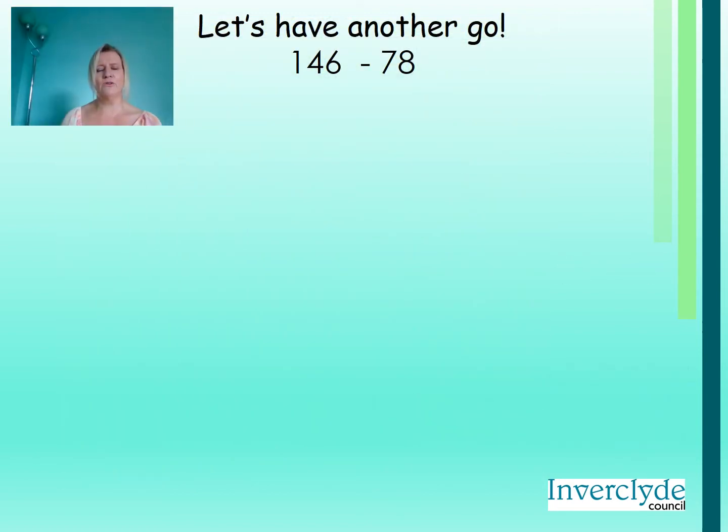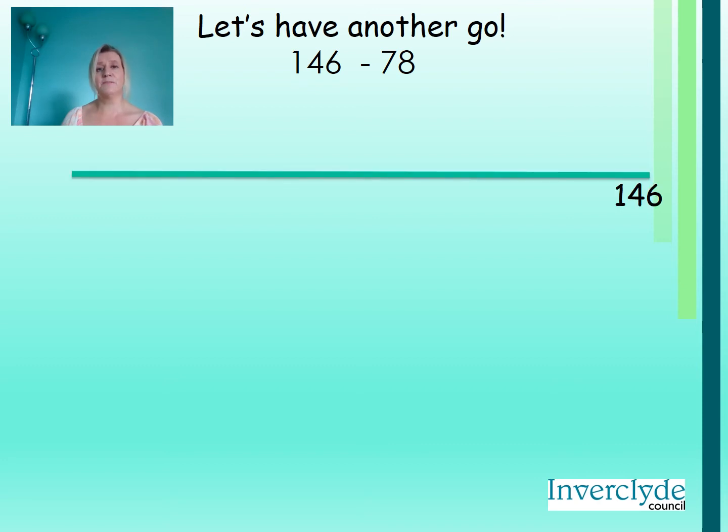Let's have another go at the bridging strategy using this calculation. 146 take away 78. Remember to pause the video and have a go by yourself and come back to see if we have the same way of doing it. I'm starting with 146 and I have to think, what number do I want to get to? What number could I build a bridge to?